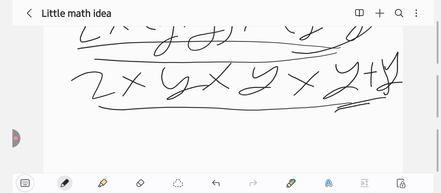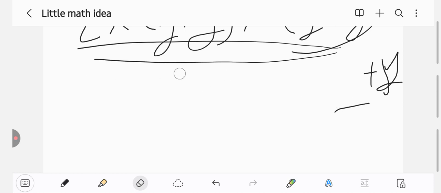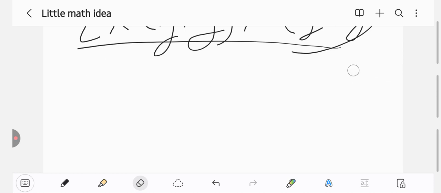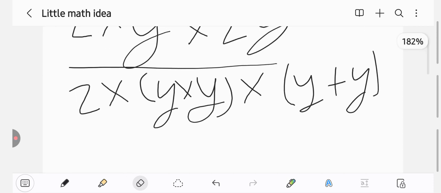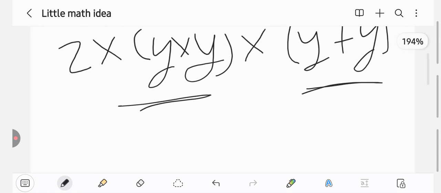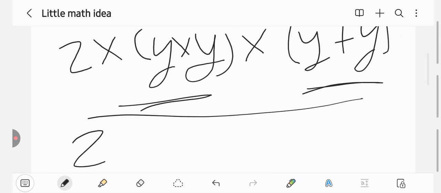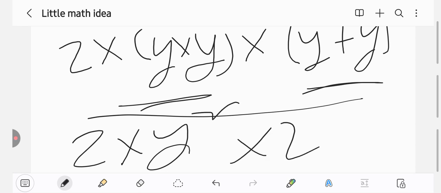Completely different thing. Now, the brackets represent, we know in maths we just have to do the brackets first. So when you have to do the brackets first, that means this y plus y was simplified first, then this. The brackets were simplified first. Now if we simplify this equation, we get 2 times y squared times 2y. Look, it's just the unsimplified form.